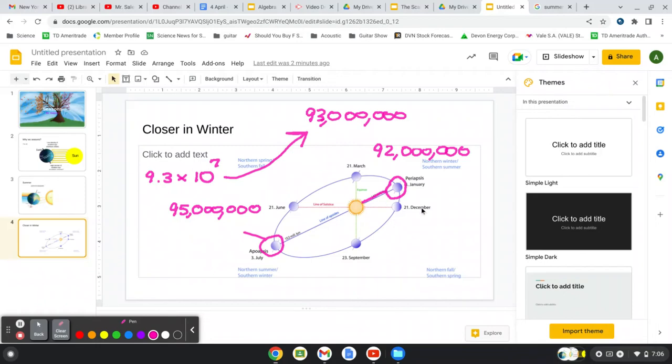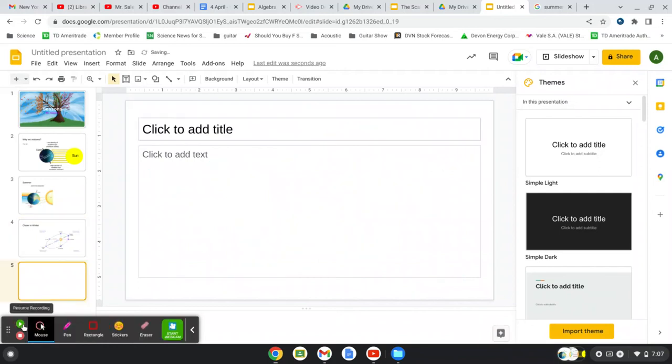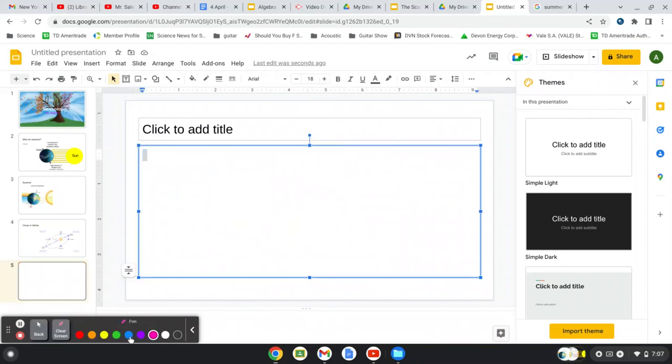If we didn't have a tilt, and listen closely, if we didn't have a tilt, then the distance would be a factor. Now, if we didn't have a tilt, let's get a new page here. We'll draw, let's say, an Earth with no tilt. I'll use blue. Why not? With no tilt, then there would be no seasons. Basically, here is the sun. We'll make a giant sun. The rays of the sun.